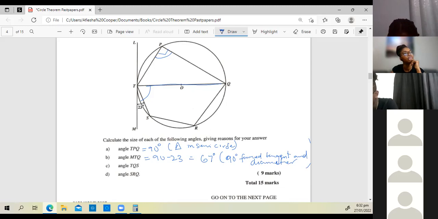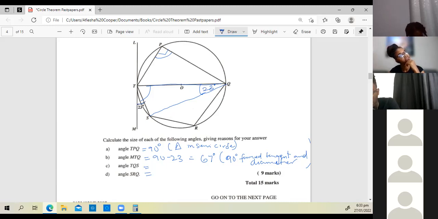TQS. Inside here, how much is that? I got 90 for TQS? It's 23. Why is that? Exterior angles are equal to the opposite interior angle. So we can say opposite interior. It could pass by 23.